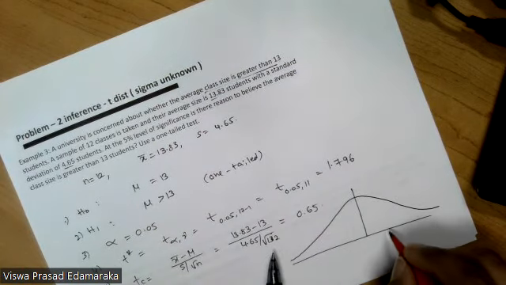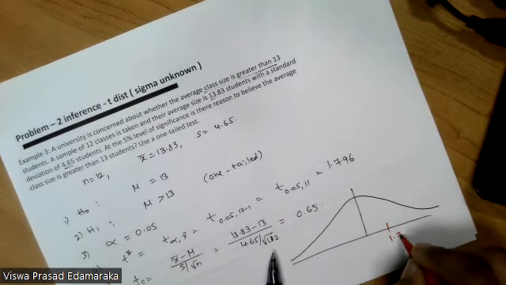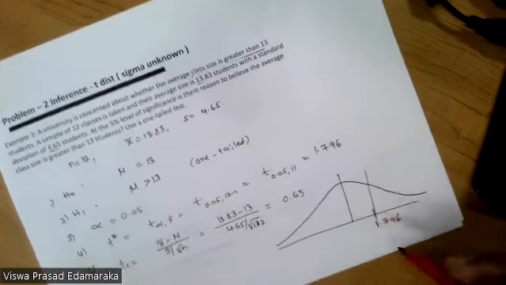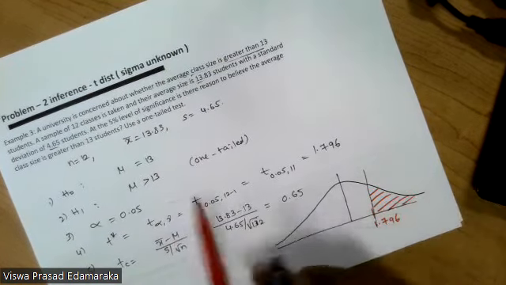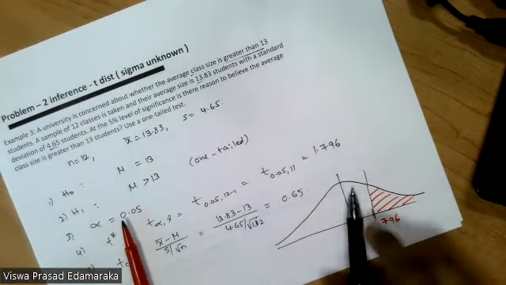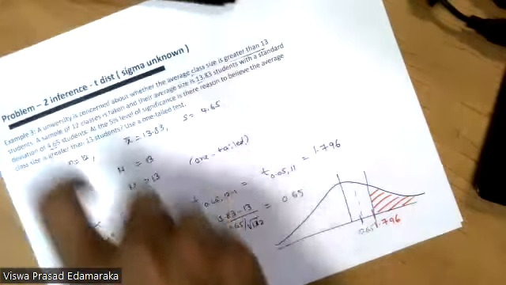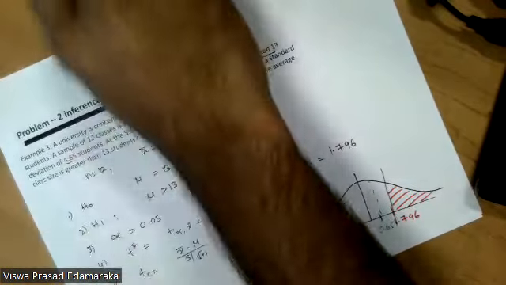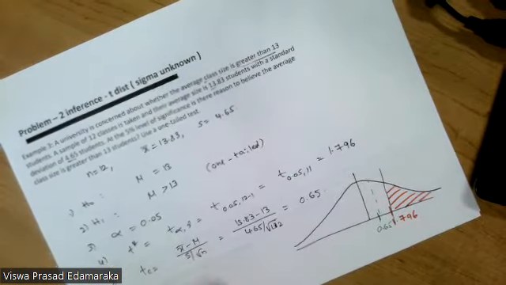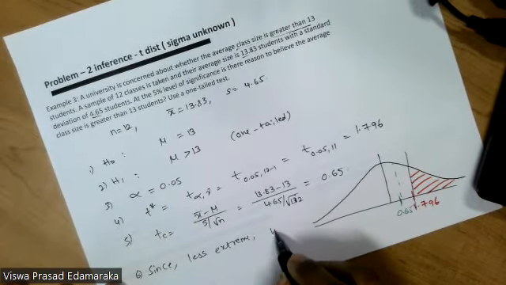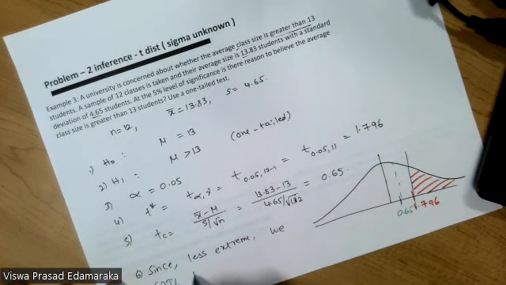So let's draw a graph. Here the T star value is 1.796. This is the area of rejection. We calculated 0.65. Since it is not in the shaded region, it is less extreme, so we fail to reject the null hypothesis. That's it.